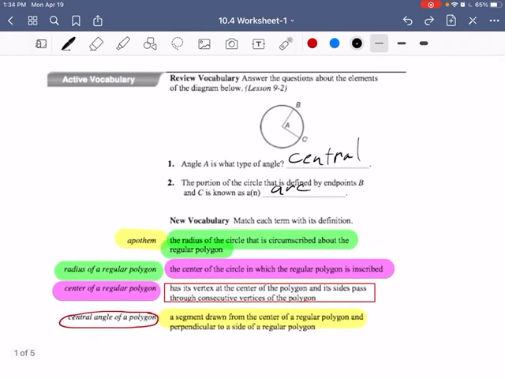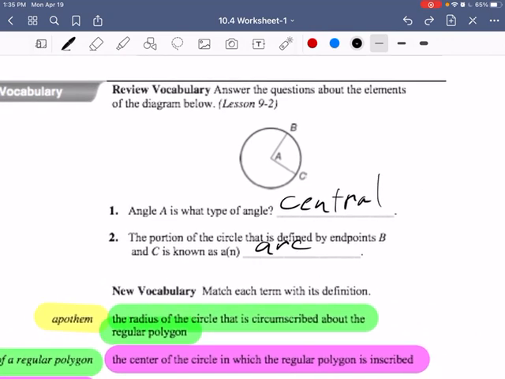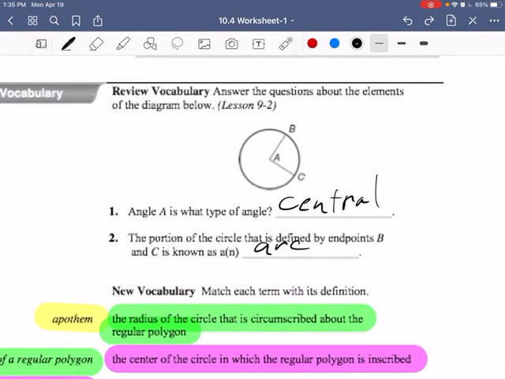We'll look at some active vocabulary, some review that we've talked about before. We're talking about angle A, a central angle. Maybe some of you might have thought that it could have been a right angle. I guess it could also be a right angle if you wanted it to be. It doesn't really indicate that it's a right angle, but it looks close enough for me to say, yeah, right angle. Central angle, though, that's the one we're focusing on.